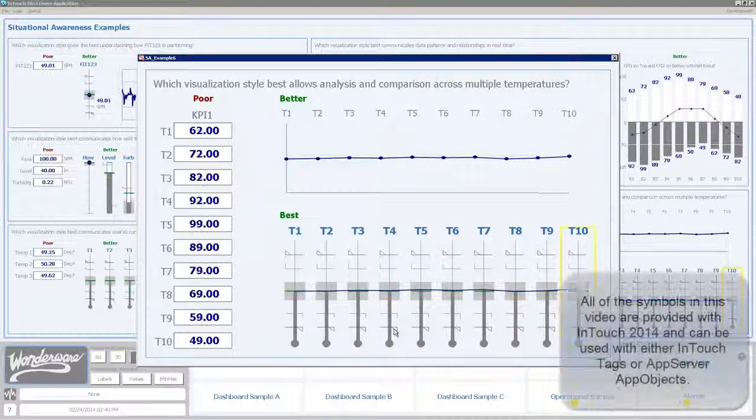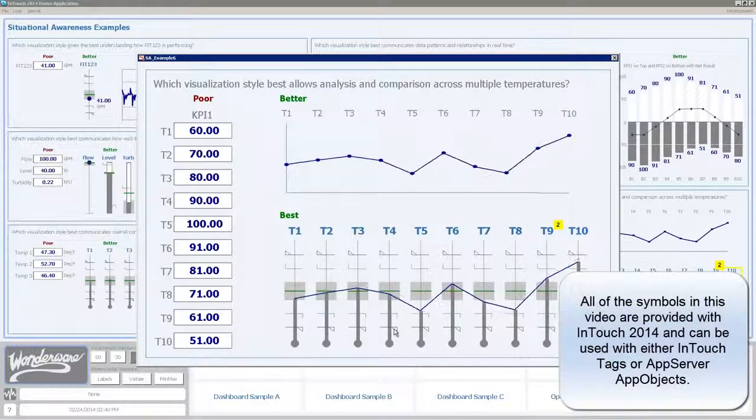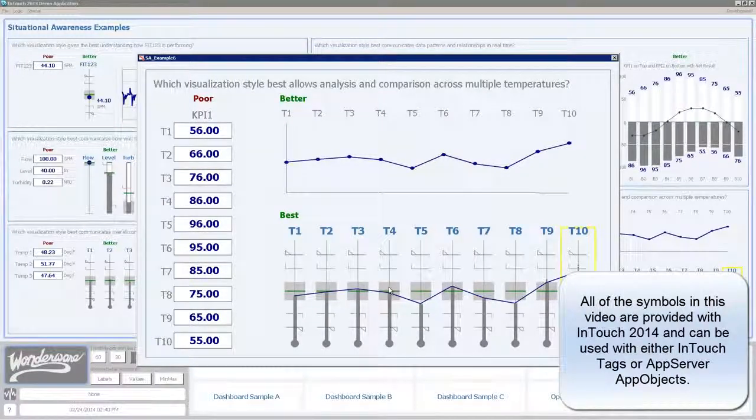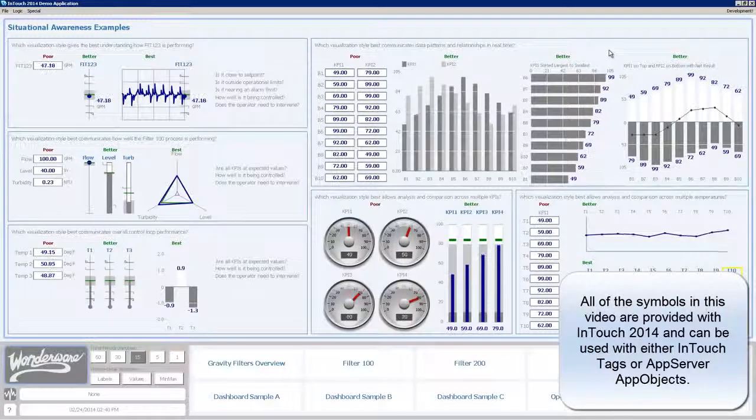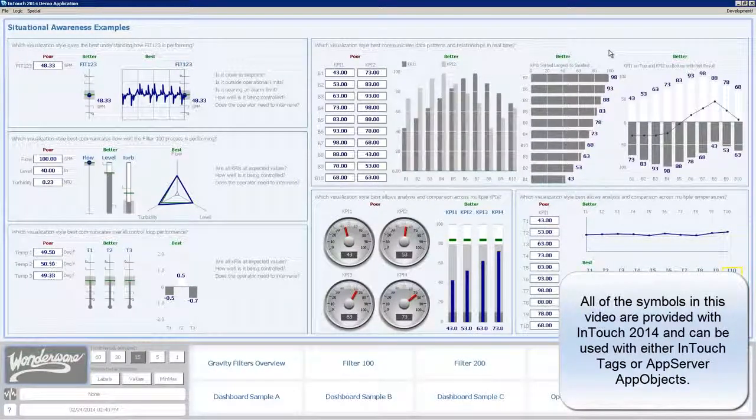This was just a few examples of some of the techniques that are possible inside System Platform 2014 and InTouch 2014. Inside of that product, there are many more techniques that you can utilize and many more symbols that allow you these types of situation awareness design elements. So keep your eyes open for more videos on this concept going forward.